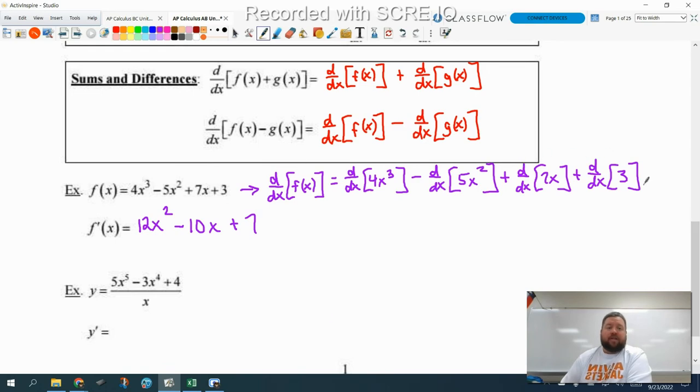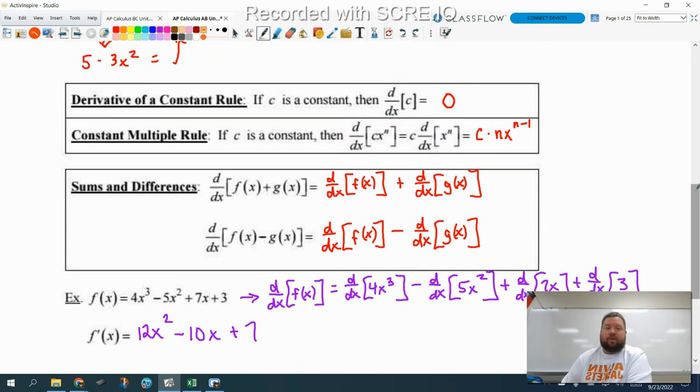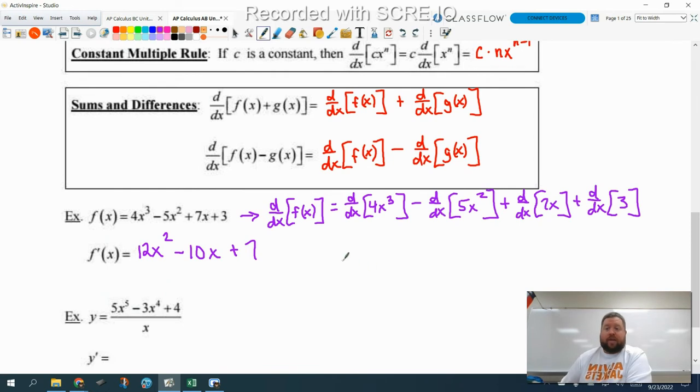And then the derivative of a constant is equal to 0, so we don't need to write anything for that. So this is it. F prime of x is equal to 12x squared minus 10x plus 7. All right, next one.